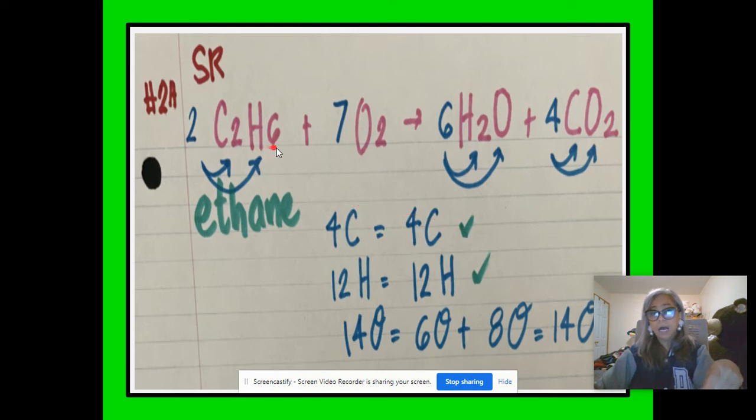Next would be hydrogen, right? Hydrogen is 6 initially, but you have a 2 there. So 2 times 6 would be a 12, right? On the left. So it must be that on the right side, you should also be getting 12, right? So here, 6 times 2 is a 12. So H now is balanced.